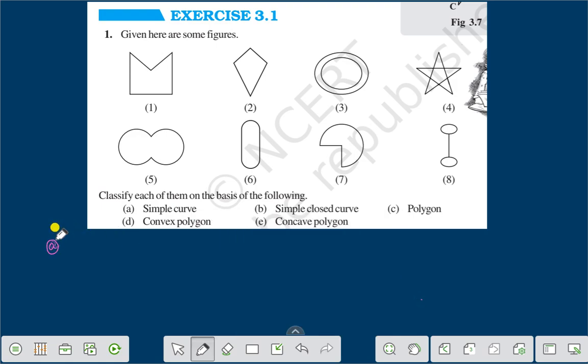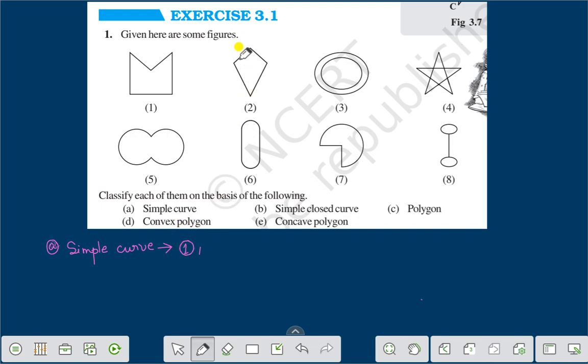First of all, we will find which are simple curves. Here you see number 1 is a simple curve. If we start from here, we go here, come again here, and again come here. That is, it is a simple curve. So 1 is a simple curve.